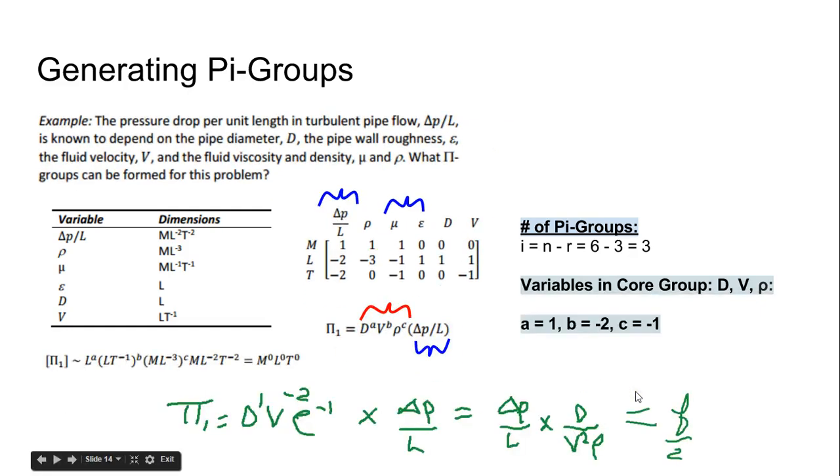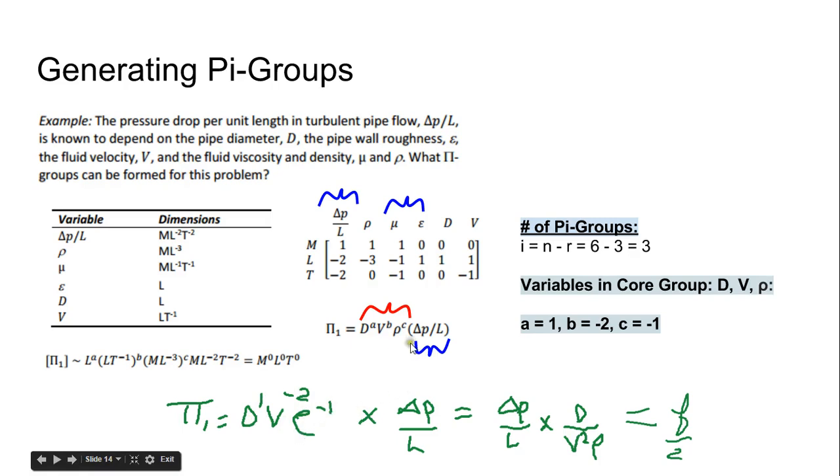There we go. Okay, so now my A, B, and C, I've written it again here. Now what we're going to do is, notice how we said pi 1 is equal to D to the A power, V to the B power, rho to the C power, right? So now I'm going to take these core group quantities and substitute in the values for A, B, and C, right? So A was 1, B was negative 2, and C was negative 1. So D to the 1, V to the negative 2, and rho to the negative 1.